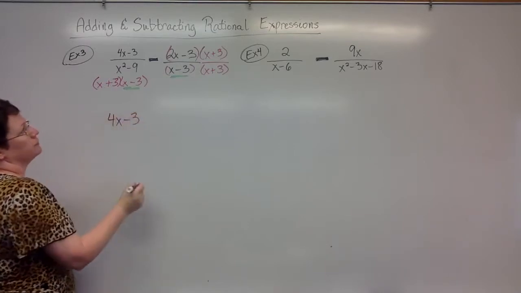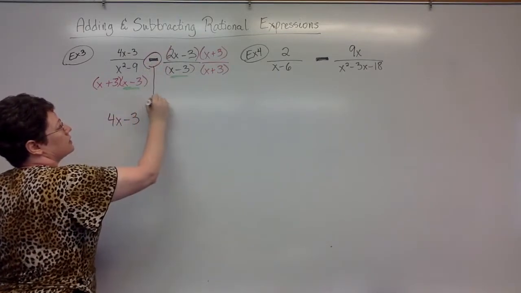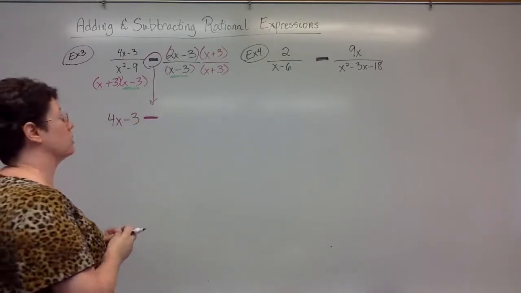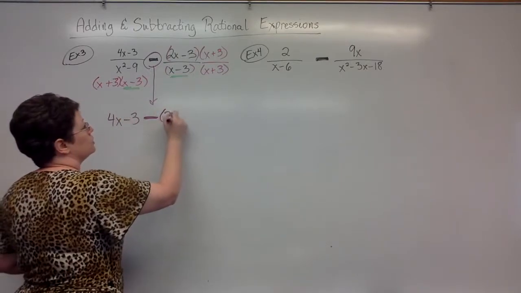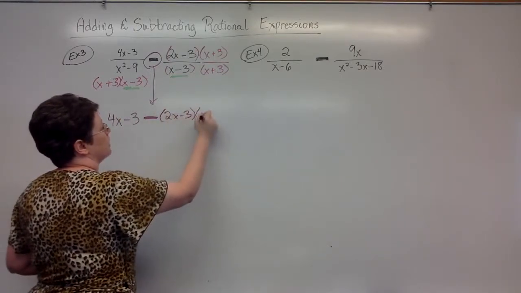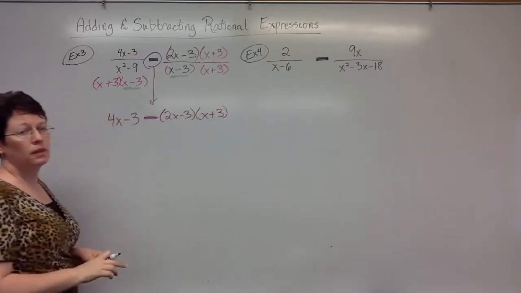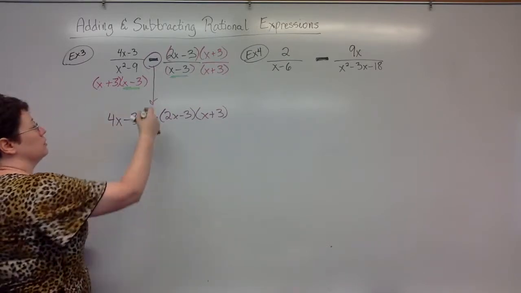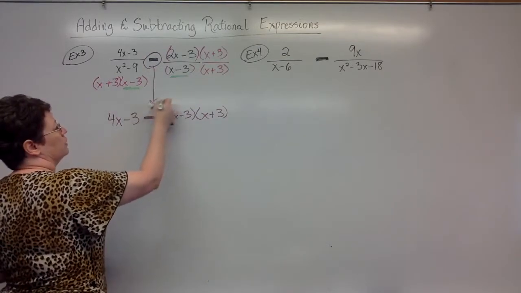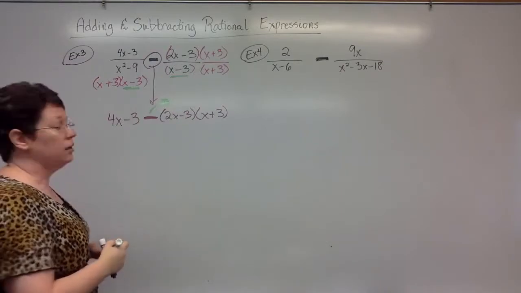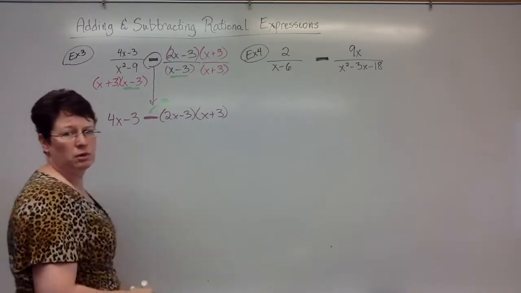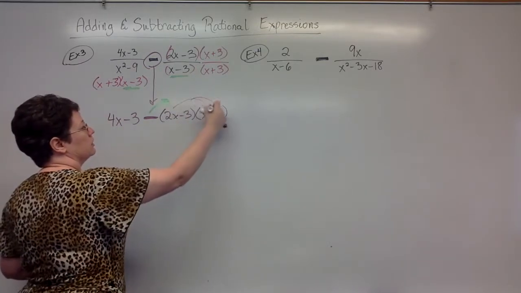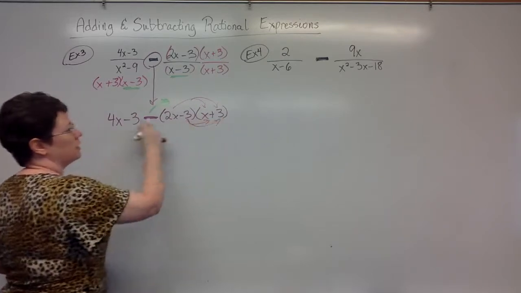4x minus 3. I'm going to bring down the sign that's in between my 2 fractions. Minus. Make it nice and big and bold so I don't forget it. Now I have 2x minus 3 times x plus 3. We're going to have to do something there, aren't we? We got 2 things we got to do. We're going to have to distribute this negative sign over, right? But we got to FOIL these things out first. We got to multiply them out. So let's do that first.